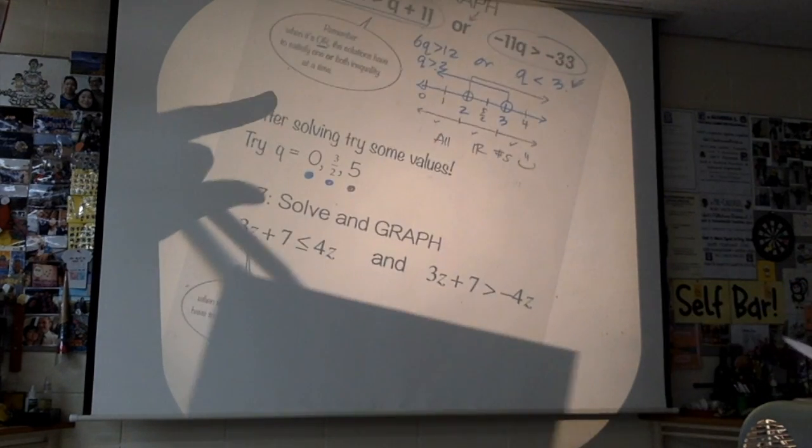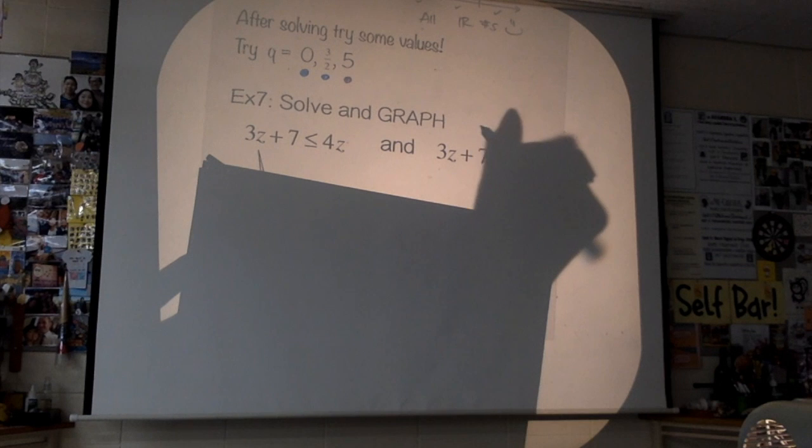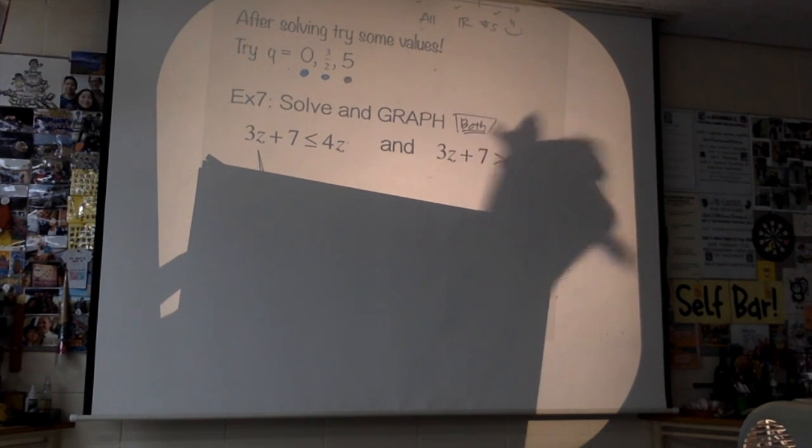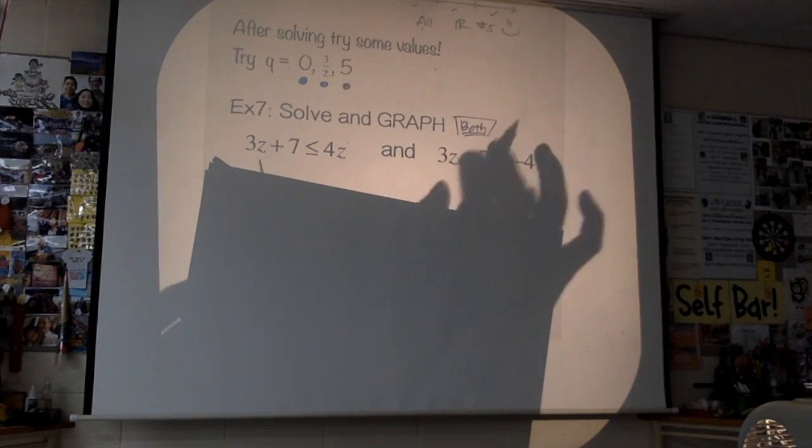Now let's go on to this AND graph here. Let's see what happens here. So go ahead and solve this. It's an AND graph, so you should know what to expect, right? Both. Not one or the other, or both at the same time, but and, which means both.